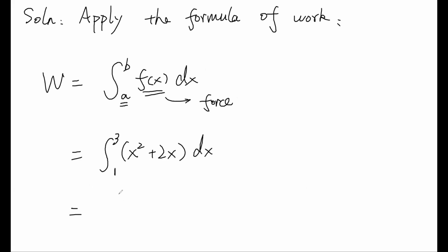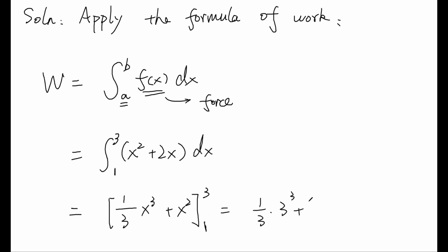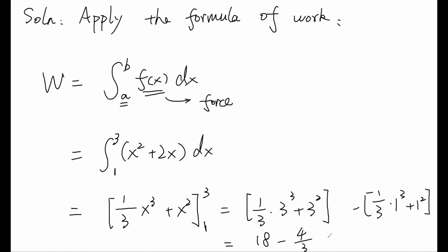Just apply the formula directly. It's equal to 1/3 x cubed plus x squared from 1 to 3. So it's equal to 1/3 times 3 cubed plus 3 squared, minus 1/3 times 1 cubed plus 1 squared. And this is equal to 18 minus 4/3, so it's equal to 50/3.